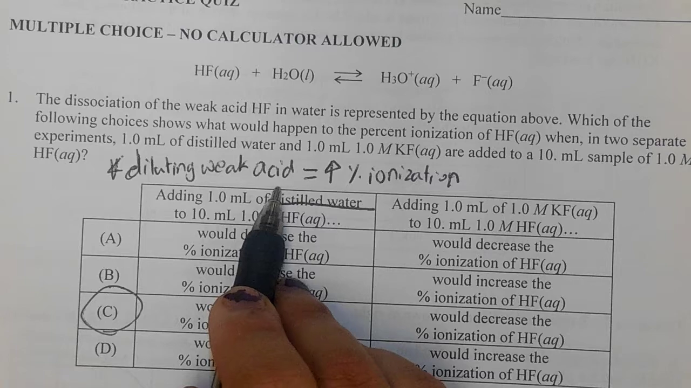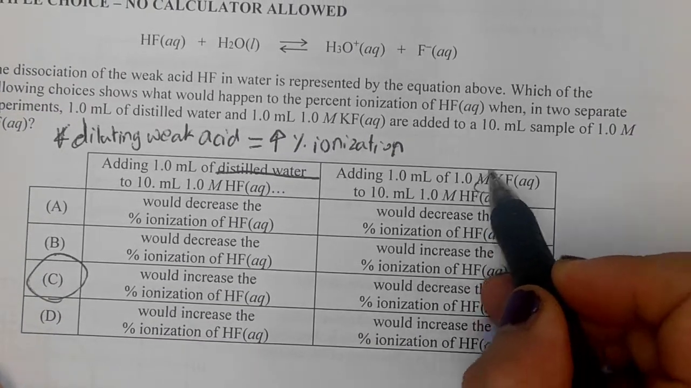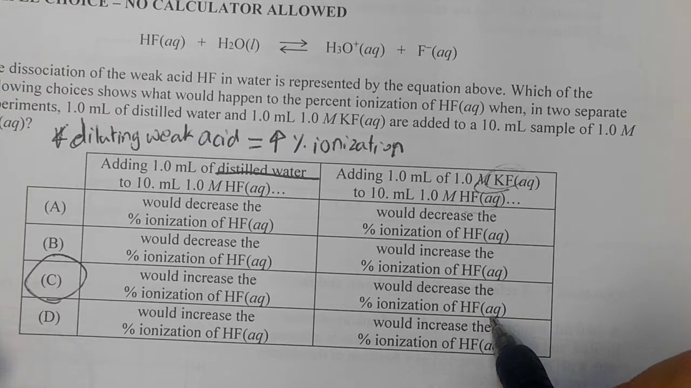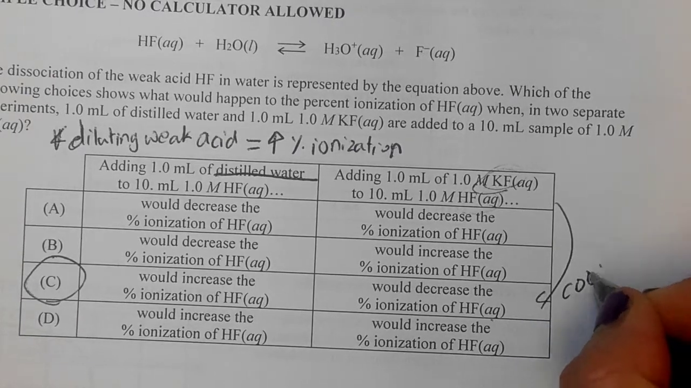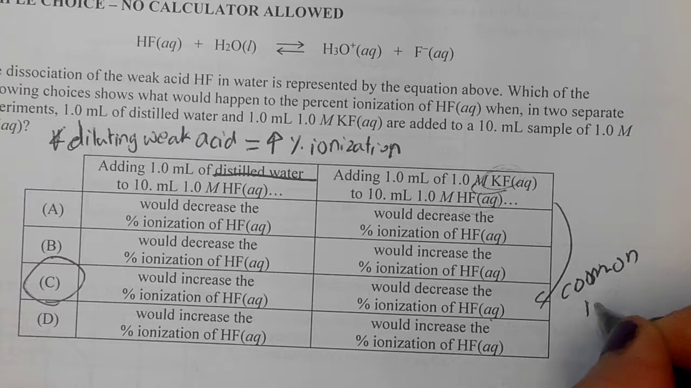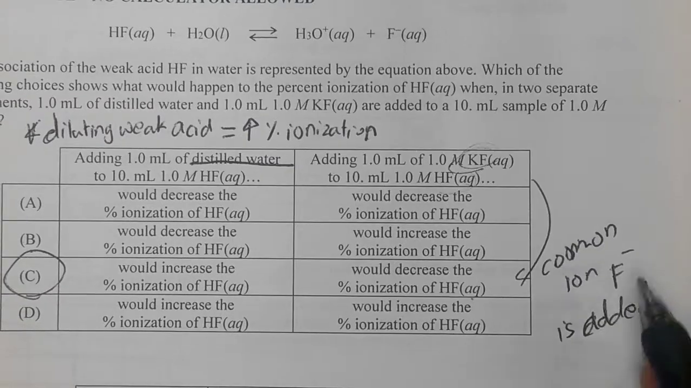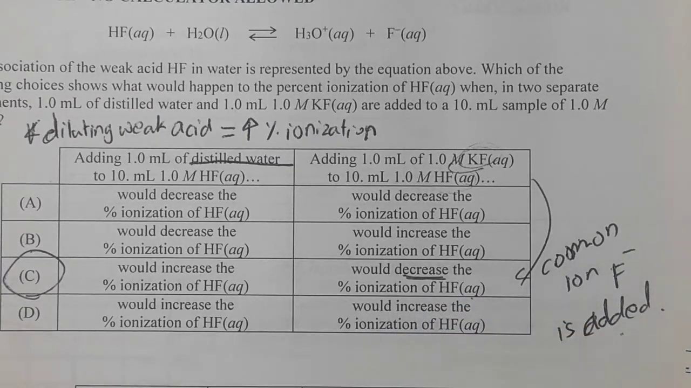Same thing, right? Yeah. Okay. Now take a look at this side. You are adding KF into HF. They decrease the ionization. Why? Because this side is decreased because it's a common ion, right? Common ion F minus is added, which means if you add a common ion, it's going to decrease the ionization.